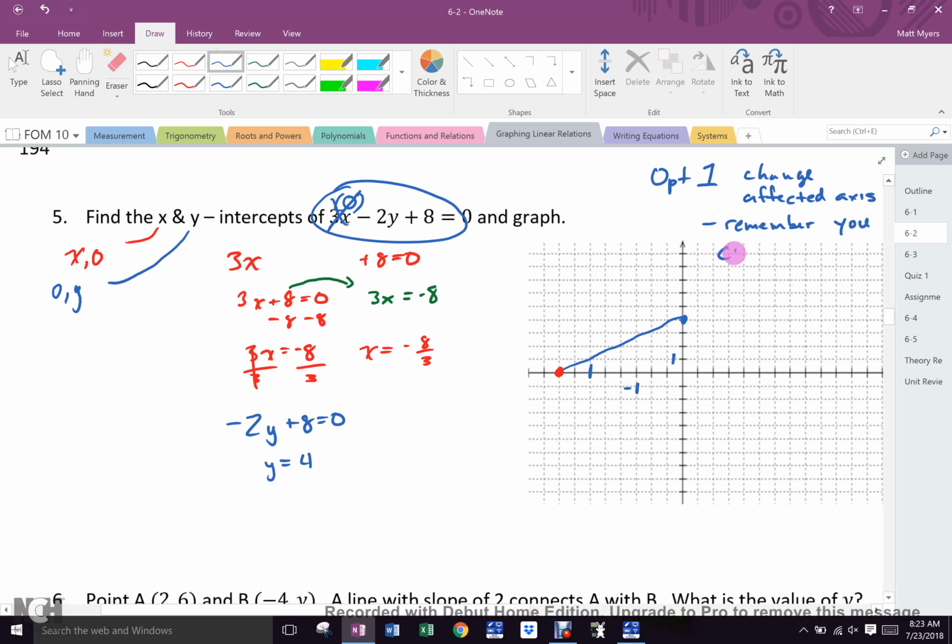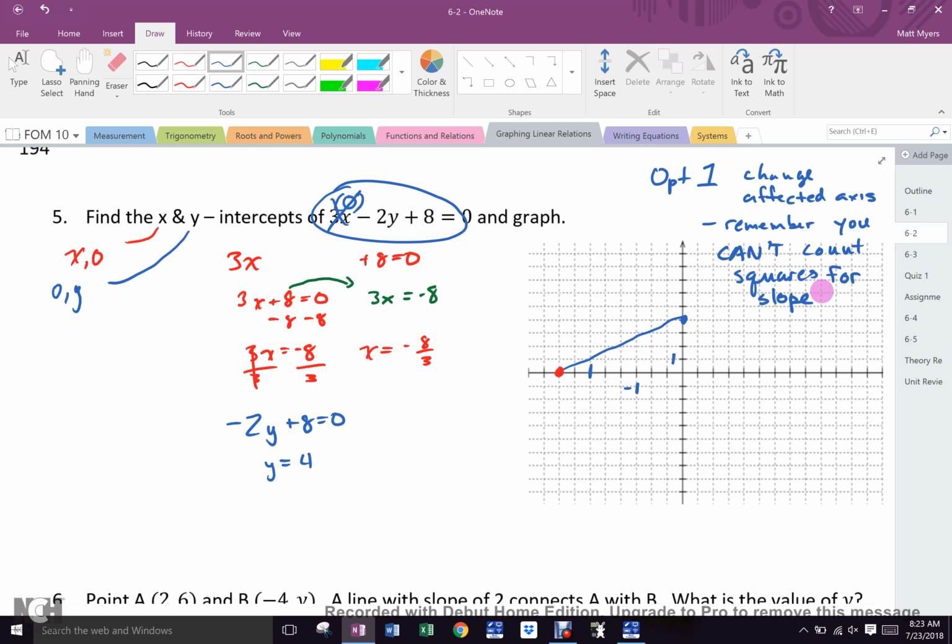Option 1, you change only the affected axis, but then you have to remember you can't count squares for slope. Not fro slope. It's not Frozone. Honey, you've seen my super suit. If you do this option, you cannot count squares.